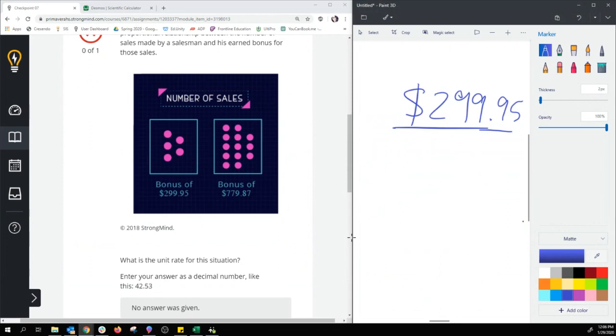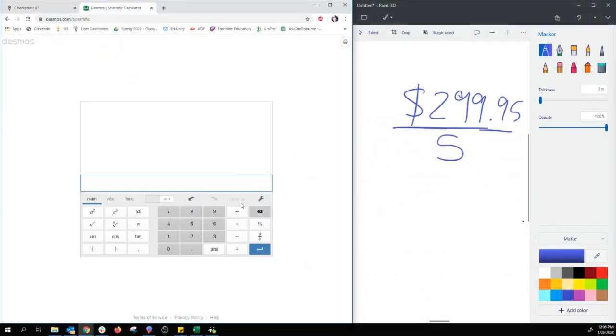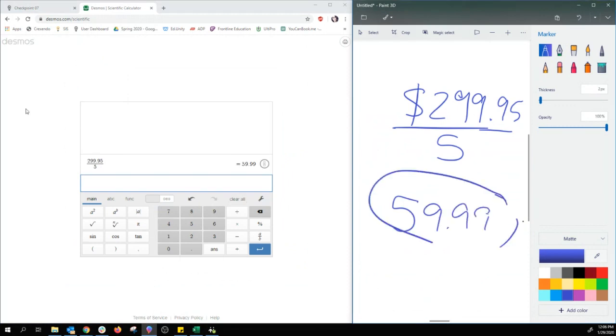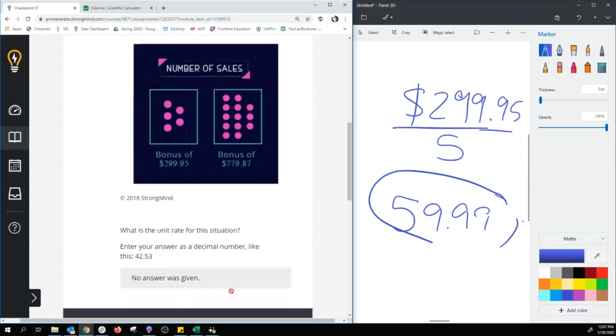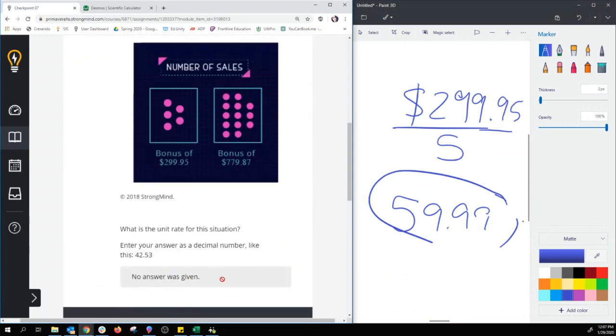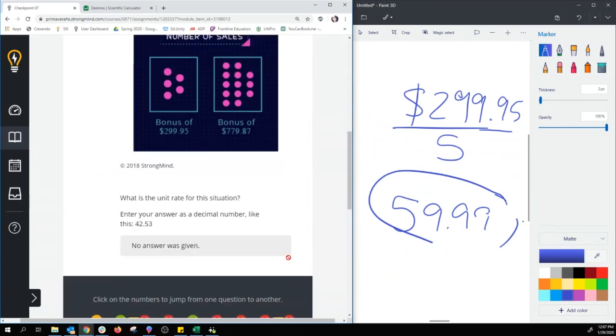Five. Perfect. So for 5 sales, to figure out what the unit rate for this situation is, all we need to do is just type this into our calculator. $2.99 divided by 5. So the unit rate is $59.99 with that decimal. So 59.99. One off from $60. Yes, so close.